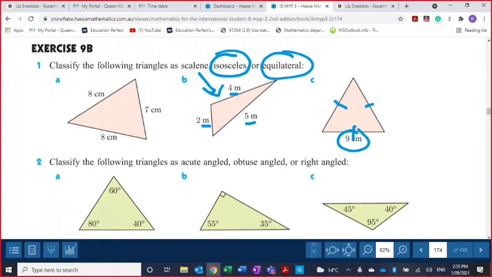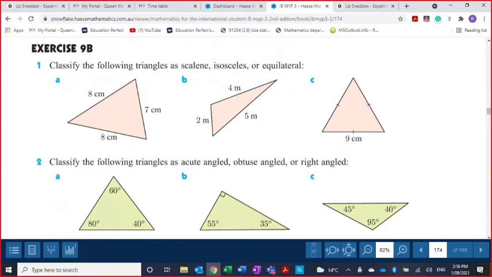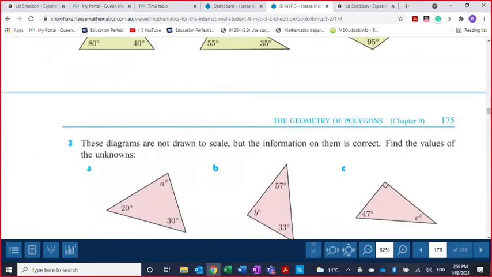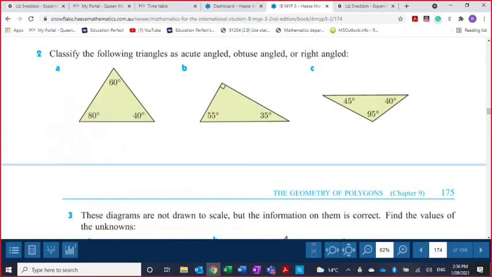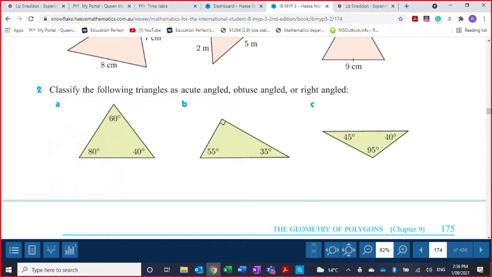Okay, so you're going to be classifying some of those. I wish they'd give you more so that you could do more. Here we go. They're good to give you some more. All right, classify the following as acute, obtuse, or right. Well, the right-angled one is really easy. The only one with the right angle symbol is right there, so that's the right-angled one.